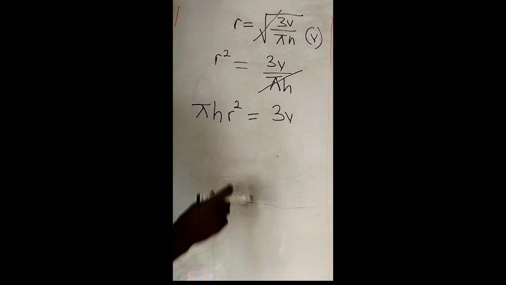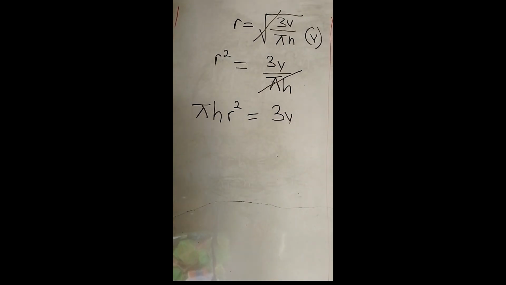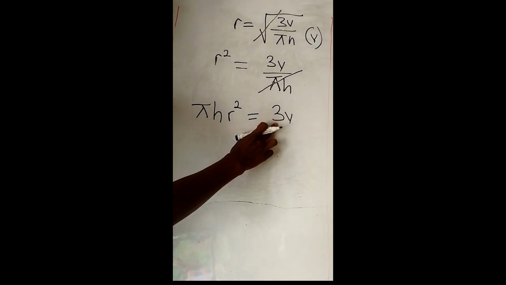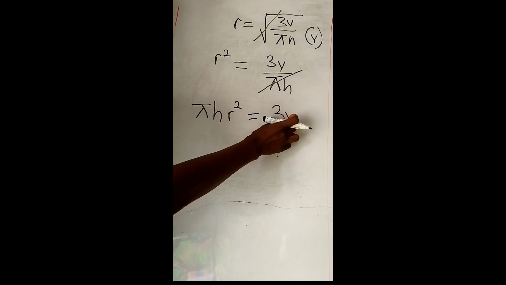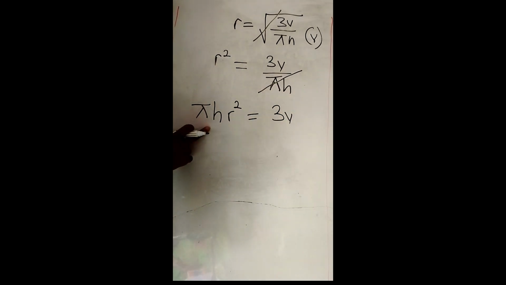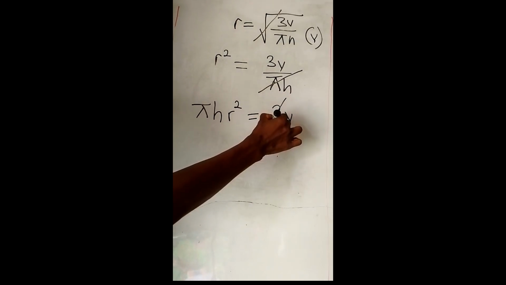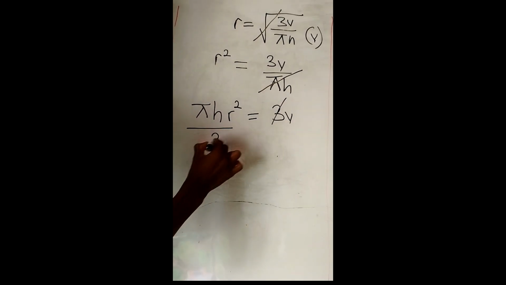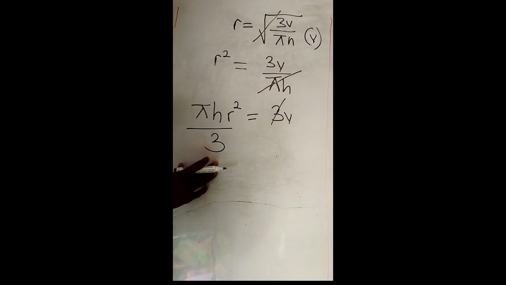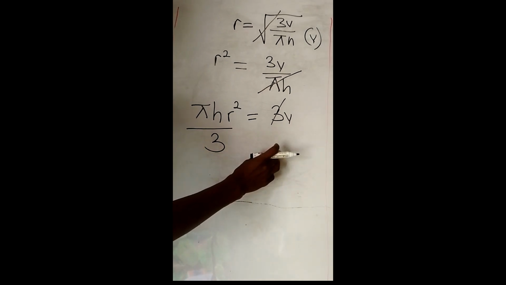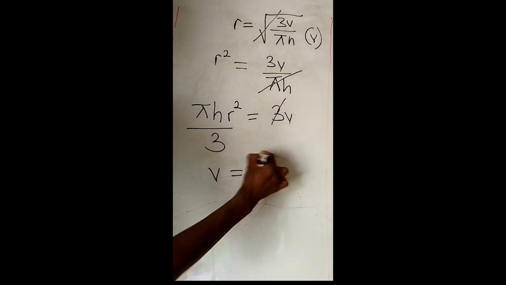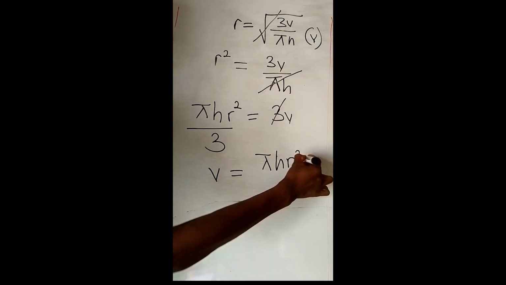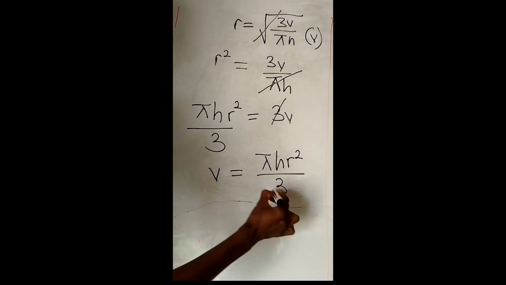Finally, the last item to be removed will be 3. The relationship between 3 and v is multiplication. So all I'm going to do is to do the reverse on this side. So all I need to do right now is to cross out 3 and divide on this side. After dividing 3 on this side, v is left alone. So v is now pi h r squared over 3.